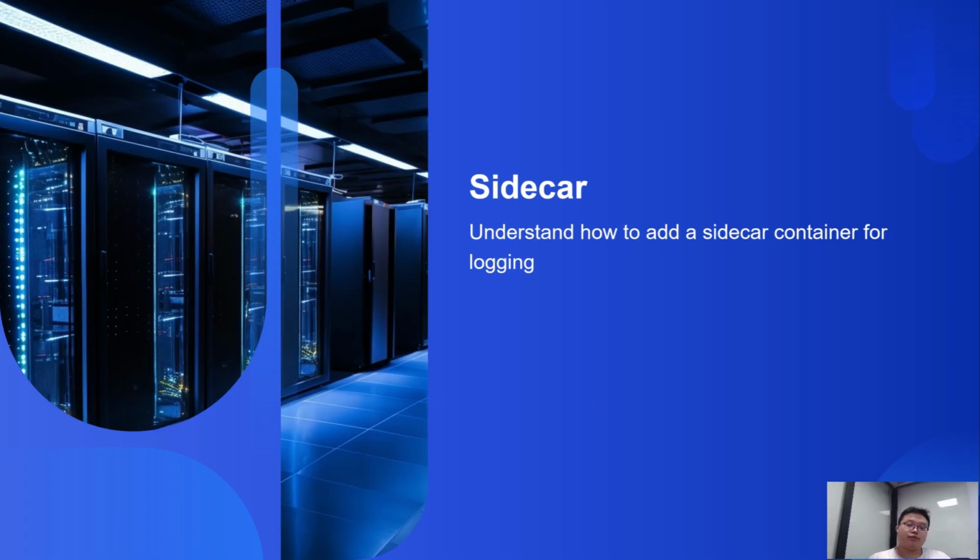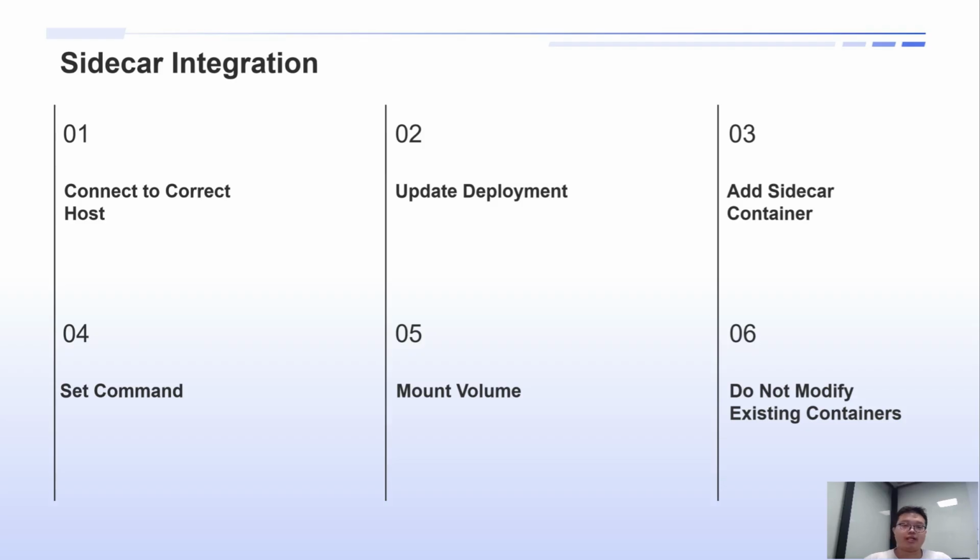Question 3 is about a sidecar, which is an auxiliary container. Its main purpose is to add some functionalities to our existing containers. So first of all, let's look at the requirements in our current question. Let's take a look together.